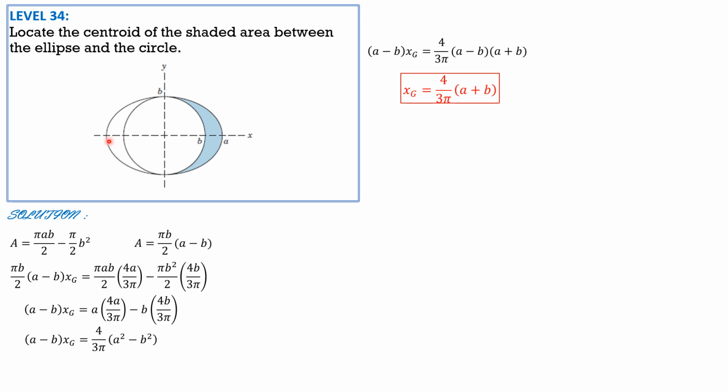Since by symmetry about the x-axis, the centroid lies somewhere here, and it lies on the x-axis, therefore yg is 0.